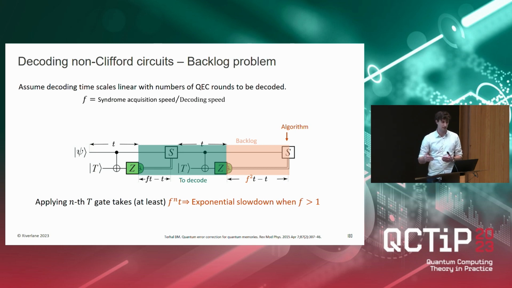next gate. And if we extrapolate that, the nth gate is going to take at least F to the n times t, and that means that we're going to introduce an exponential slowdown, and each sequential T gate is going to be a factor of F slower, as long as our F is bigger than 1, which means our decoder is slower than the data acquisition.